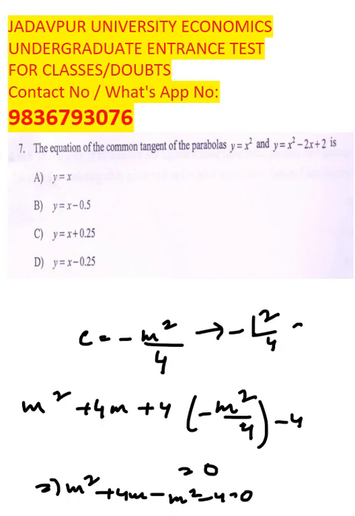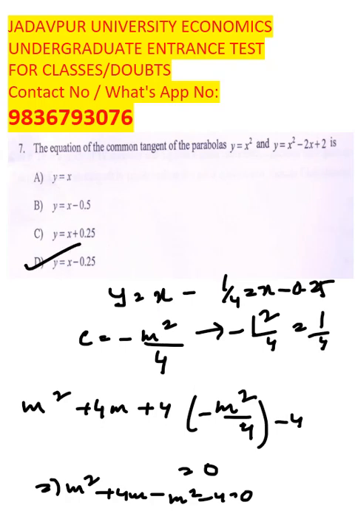Putting the value of m, c is minus 1 square by 4, that is minus 1 by 4. So the common tangent will be y equals x minus 1 by 4, that is x minus 0.25. So my correct option will be y equals x minus 0.25. Option D is your correct answer.